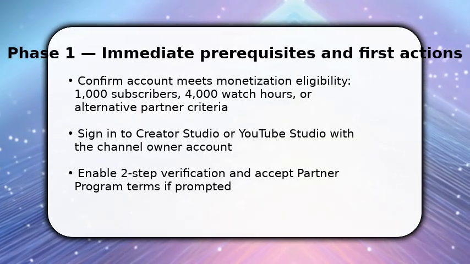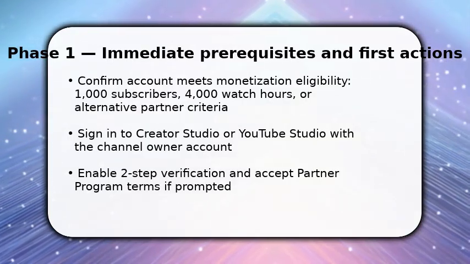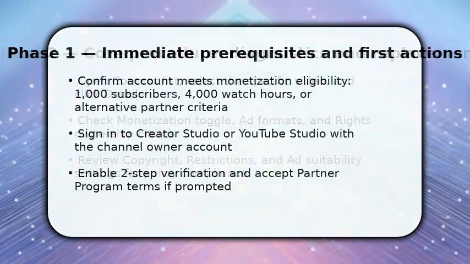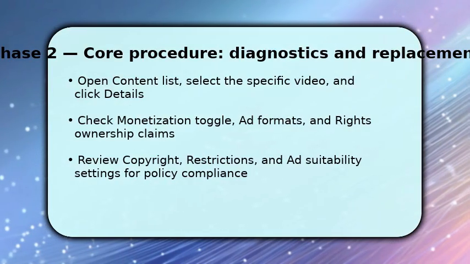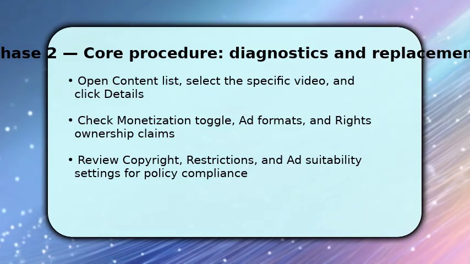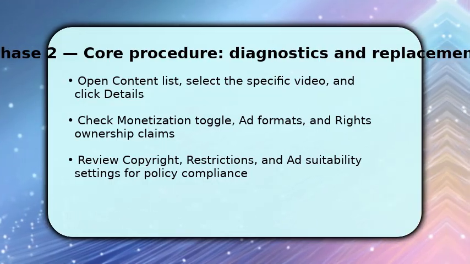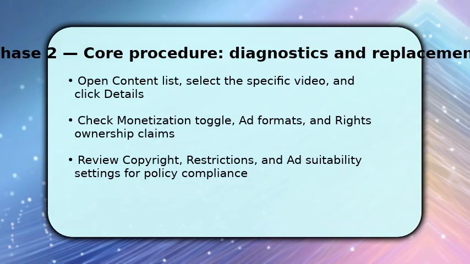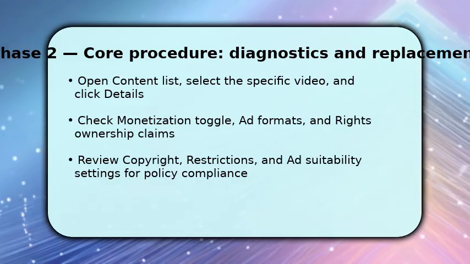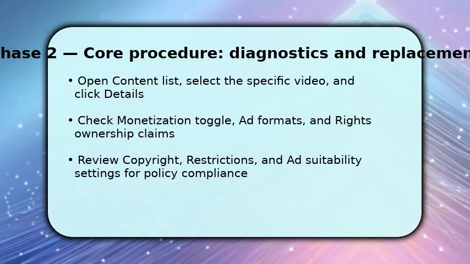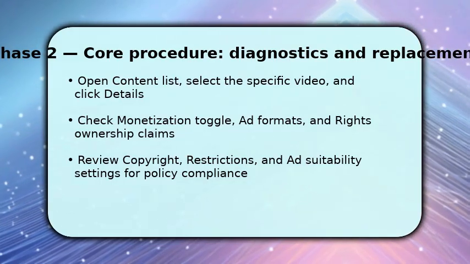After that, you can initiate the monetization check for the specific video you want to review, so proceed to the next step. Once done with account checks, inspect the video settings closely. This is the core execution. Open content, click the specific video and enter details, then find the monetization tab. Toggle must be on, and you should select allowed ad formats. Next, click restrictions and copyright to verify there are no claims or manual blocks.